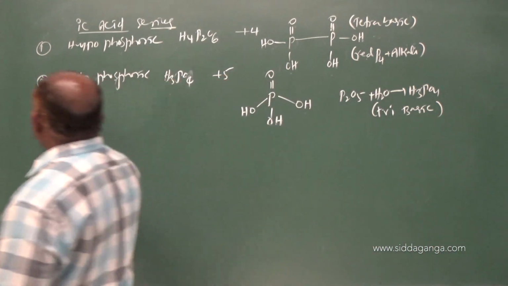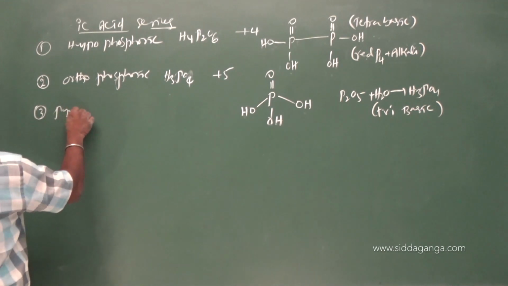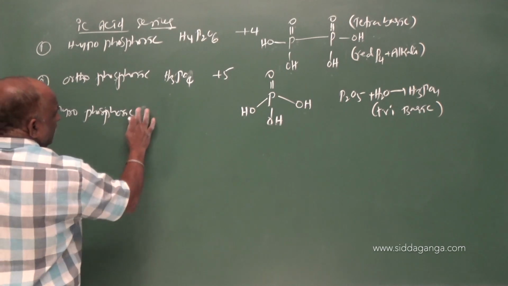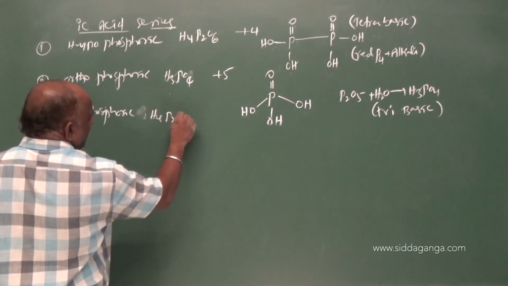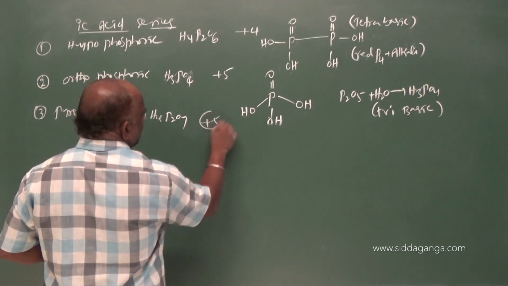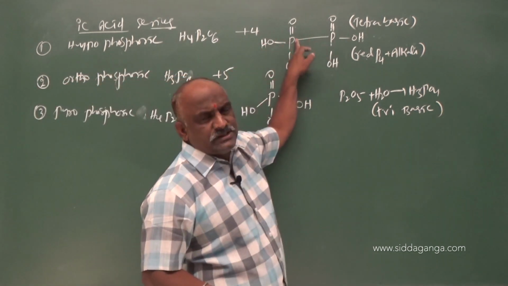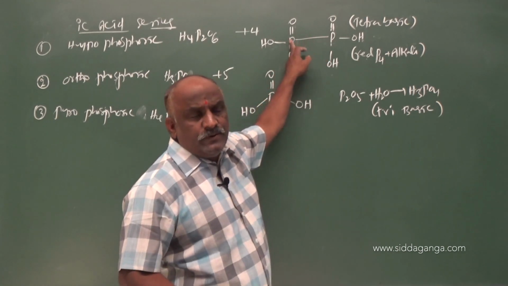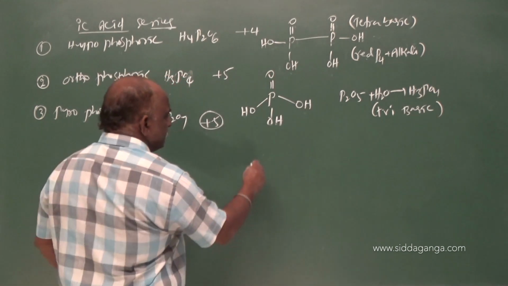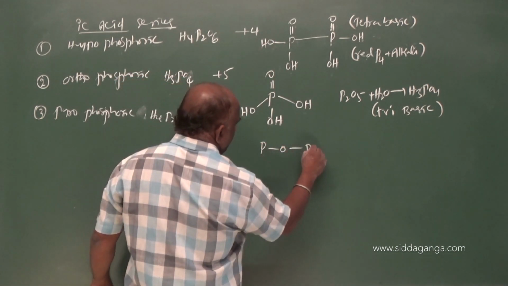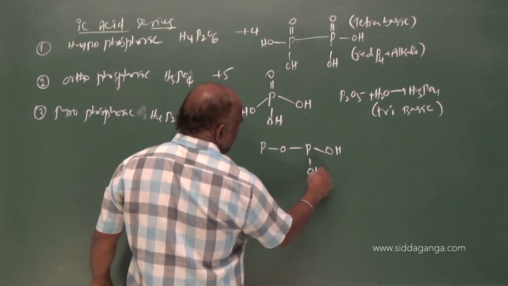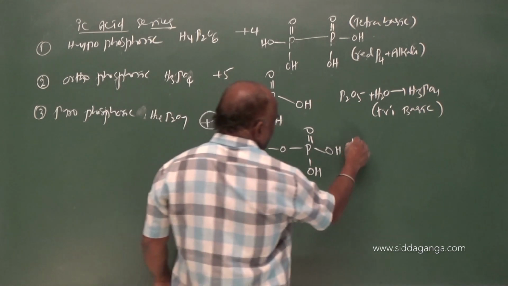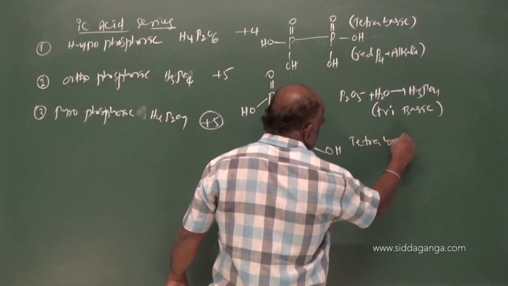And next one is the third one. We should go to the third one, pyrophosphoric. The formula is H4P2O7. It also has oxidation number +5. Already this is H4P2O6. Between these 2 phosphorus atoms you substitute 1 oxygen, then you will get like this: P-O-P, OH, OH, double bond O, OH, OH. So it is also tetrabasic.